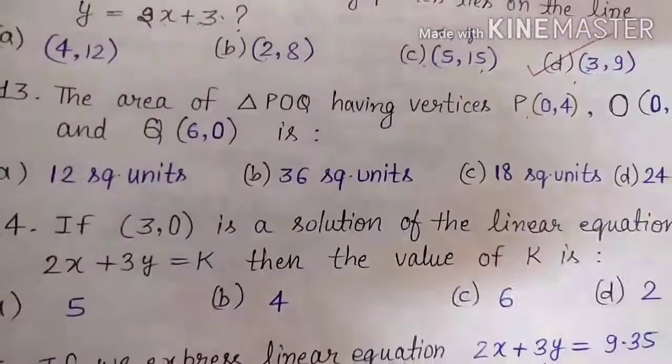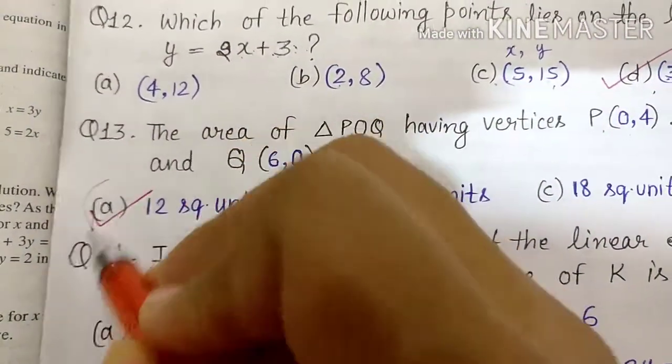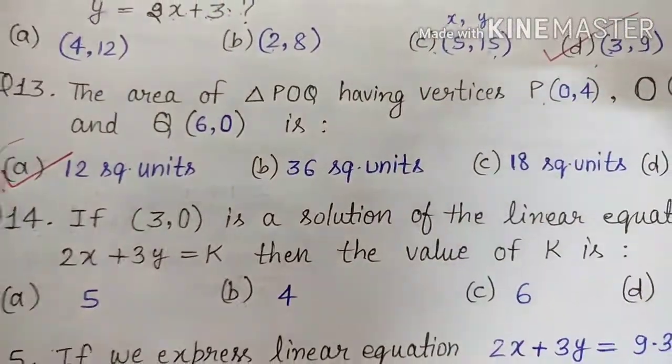Just check first whether we got our answer or not. 12 square. Yes, this is the A part only. So in this way we solve question number 13 also. Now move to question number 14. What is question number 14?